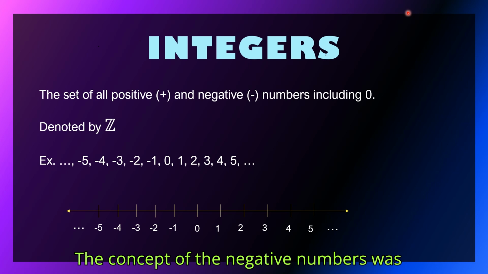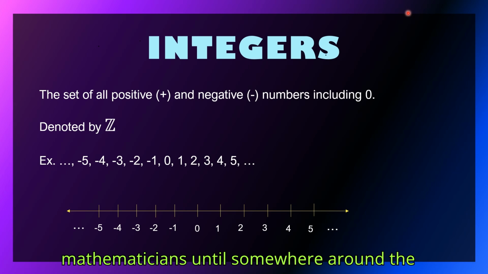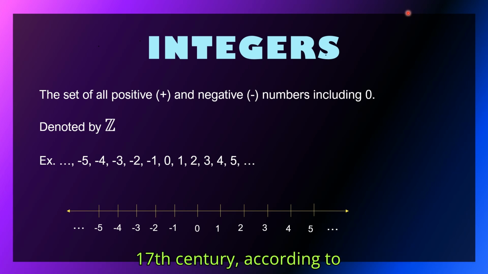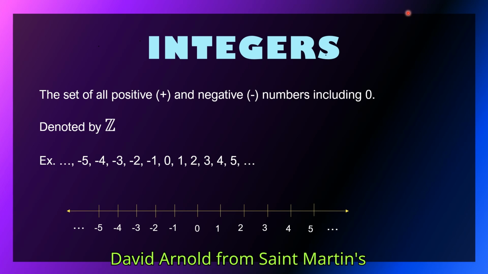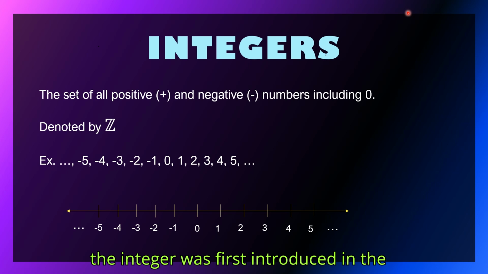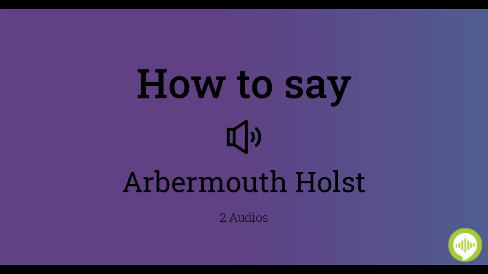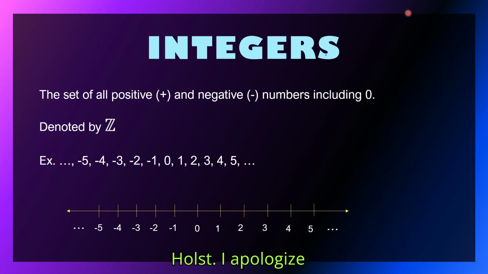The concept of negative numbers was not embraced wholeheartedly by mathematicians until somewhere around the 17th century, according to David Arnold from St. Martin's University. Some people would say that the integer was first introduced in the year 1863 by, I think, Abermount Holtz. I apologize if I mispronounced that name.